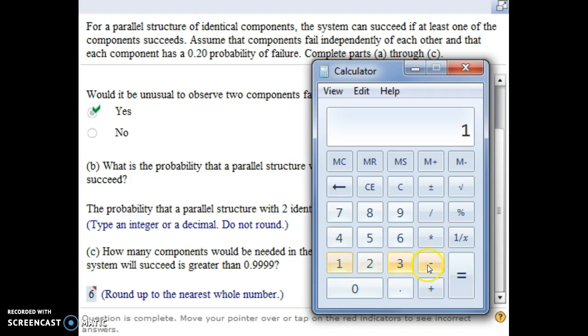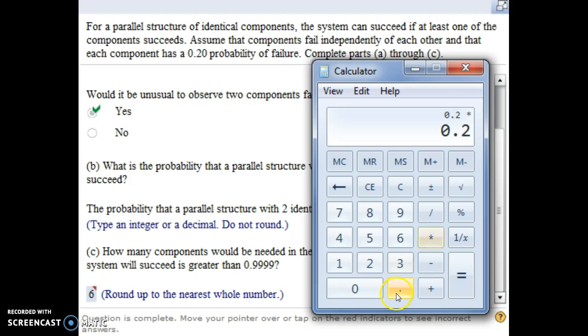let's do 1 minus that probability right there, 0.9999. We're looking for the chance of failure to be below 0.0001. And then the chance of success will be this high that we want. So let's see how many times we have to multiply 0.2 together until we get a number below 0.0001.